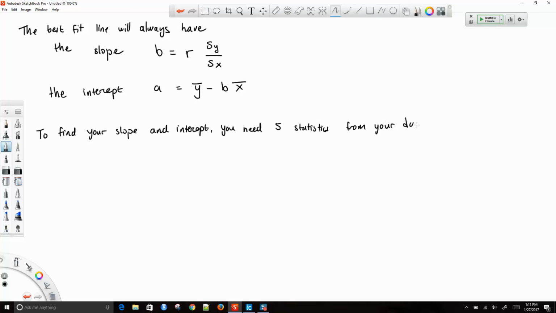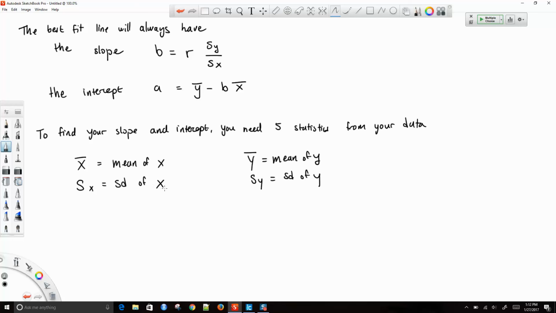From your data, okay? And those are x bar, which is the mean of x, and S sub x, this is the standard deviation of x. You need y bar, this is the mean of y, sy, and this is the standard deviation of y. Okay, and if you had to, you could calculate the mean of x and the standard deviation of x if I were to give you a data set, right?